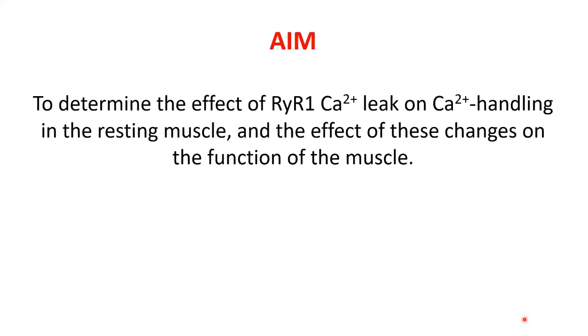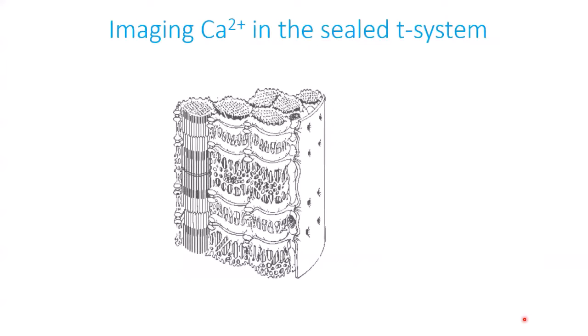explained. So our aim was to determine the effect of RyR calcium leak on calcium handling in the resting muscle and the effect of these changes on the function of the muscle. I'll briefly go over the technique used, which is mostly mechanically skinned fibres, and we want to image calcium in the T system to measure leak and measure calcium handling properties of the T system membrane.